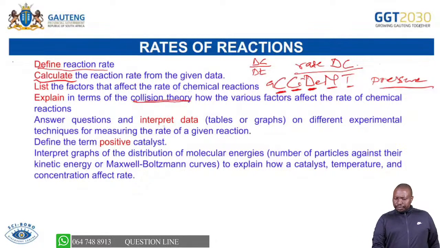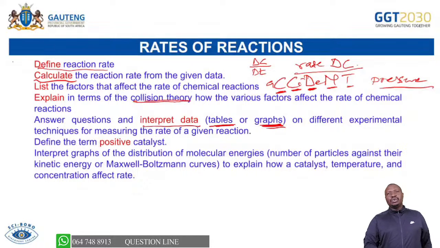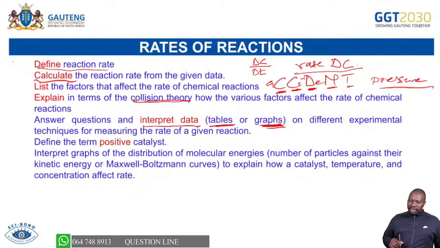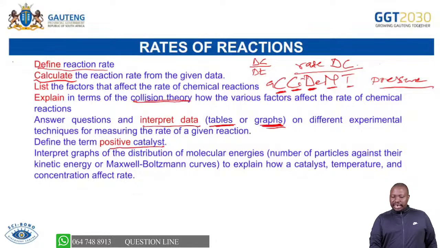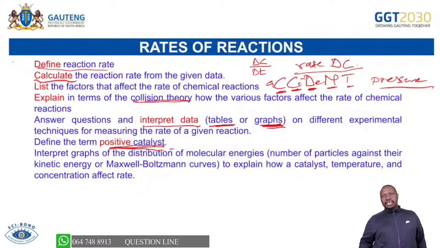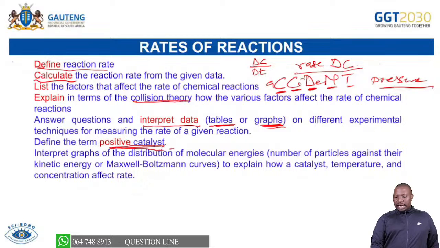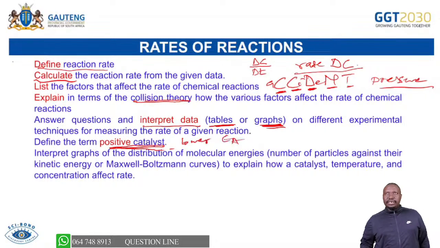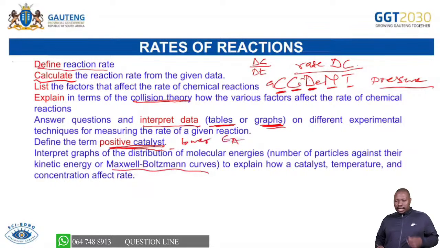We must be able to interpret data. Our data, as we did with question 4, can be tables. Question 3 can be tables or graphs. So you must be able to deal with both tables and graphs. You must be able to define positive catalyst. Remember, the catalyst speeds up the rate of reaction without being used in the reaction. How does it do that? It lowers the activation energy. And you must be able to interpret the graphs of Maxwell-Boltzmann distribution curves. So we'll look at those graphs, and then we are moving on.